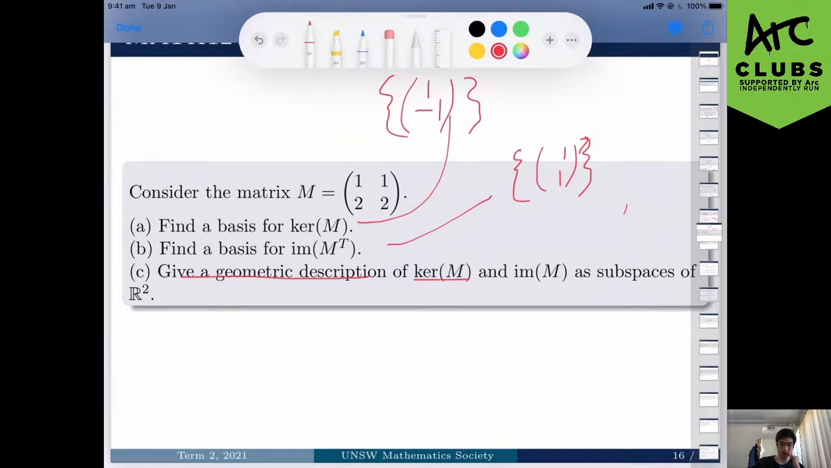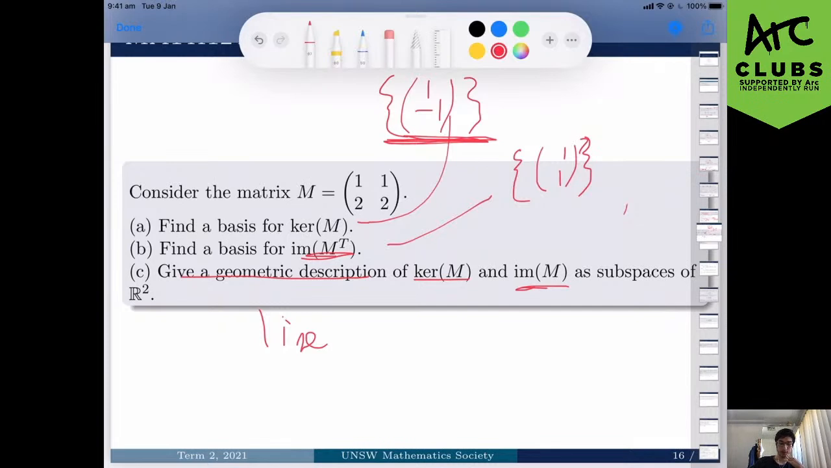The kernel of M is just this thing. This is a basis for the kernel of M. So the kernel of M is just the whole line, right? My mirror is flipped, but it's just the whole line y equals negative x. That one's a line. Image of M. We didn't actually compute the image of M. We computed the image of M transpose. Why they asked a different one now, I don't know.